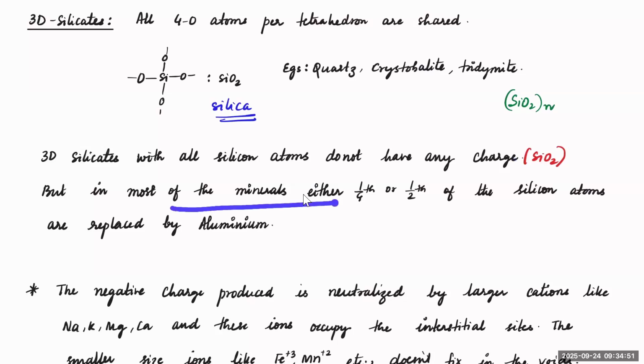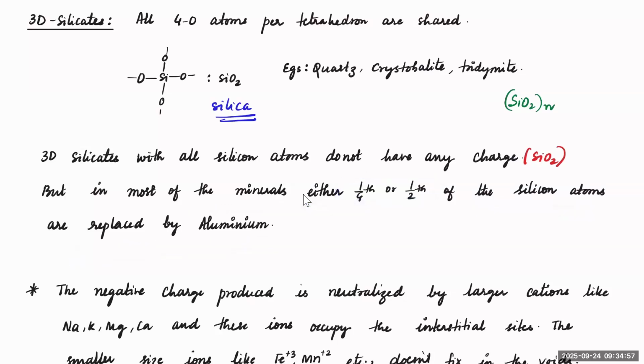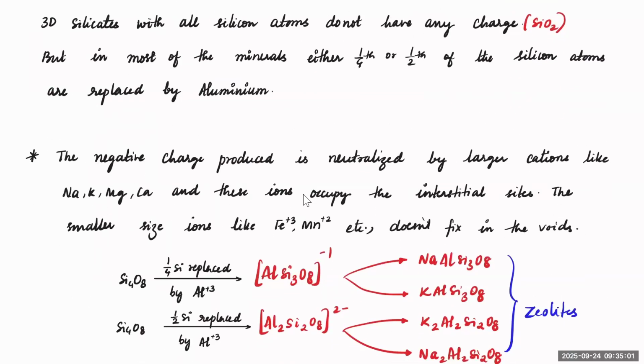But in most of the minerals, either one fourth or half of the silicon atoms are replaced by aluminum. Naturally occurring silicates usually have some replacement of metals here. So the negative charge produced is neutralized by larger cations like sodium, potassium, magnesium, aluminum, and so on.